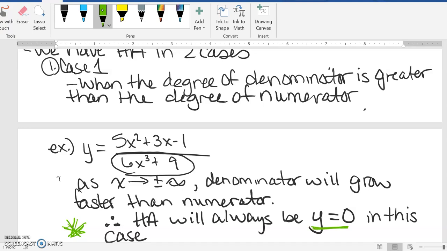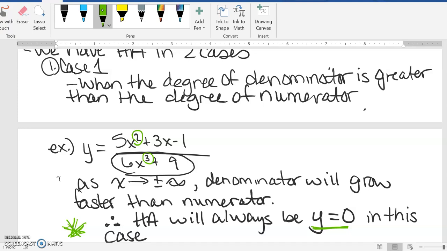So when, again, the degree in the denominator is higher than the degree in the numerator, I know for sure that the horizontal asymptote will always be 0 because the bottom will grow faster than the top, making the fraction itself become smaller and smaller and smaller and approach 0.